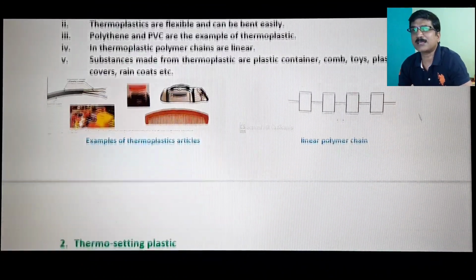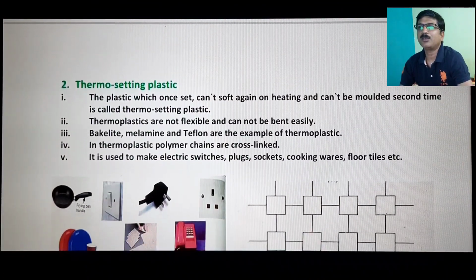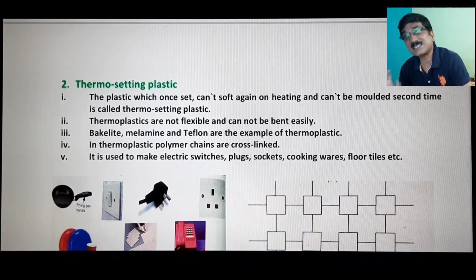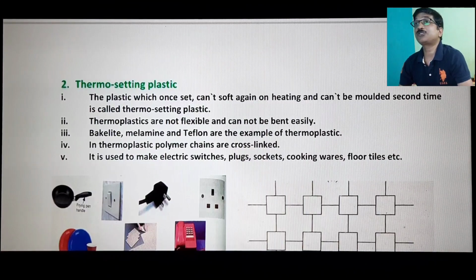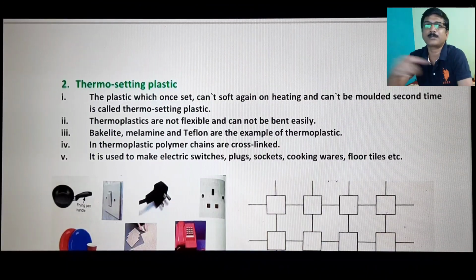Then the second one is the thermosetting plastic. So what is thermosetting plastic? The plastic which once set cannot soften again on heating, cannot be molded a second time, that is called thermosetting plastic.